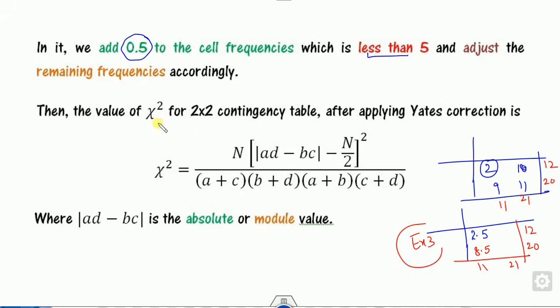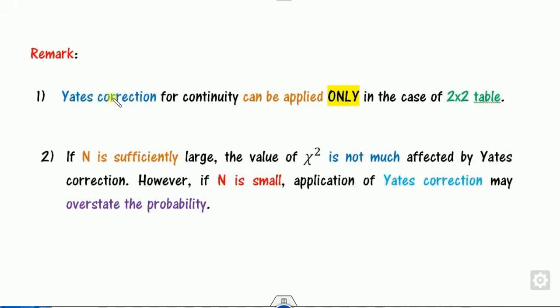Once it is a 2 cross 2, then we will apply the chi-square directly by using this, or we can find the chi-square value by using this rule also. Remember that this Yates correction is applicable only for the 2 cross 2. It is not applicable for the R cross C. And whenever n is very large, the chi-square is not much affected by the Yates correction, but if n is small, then the Yates correction has much influence on it.